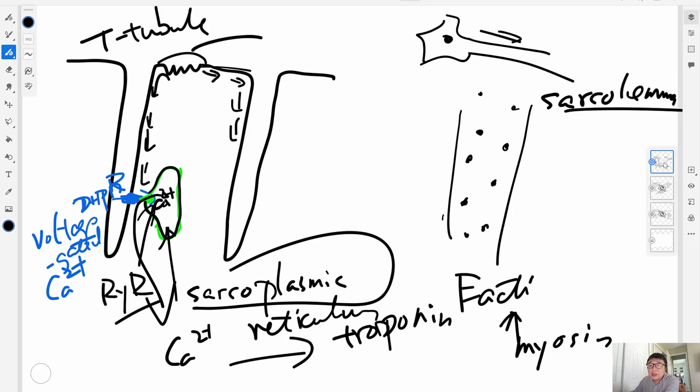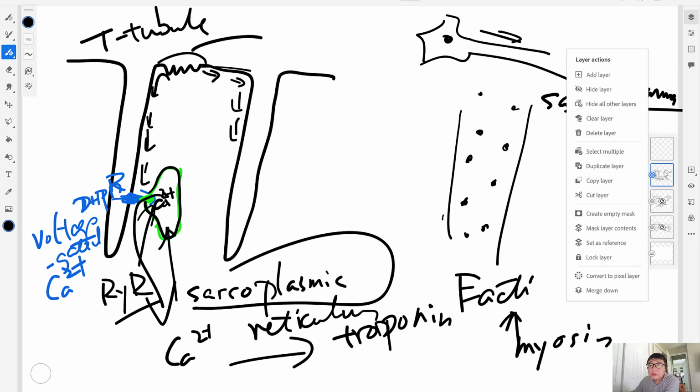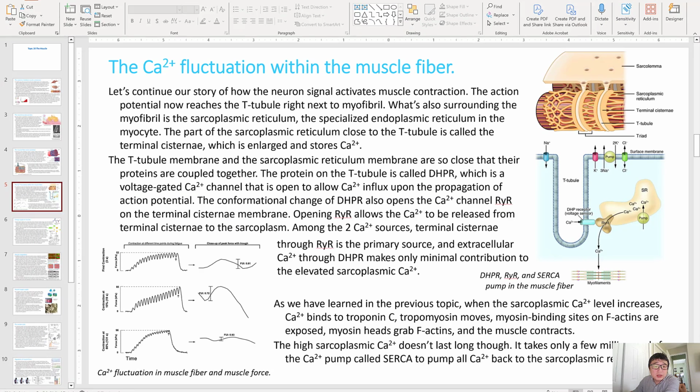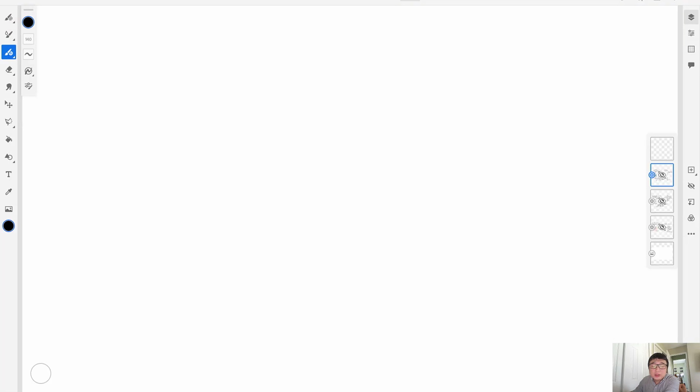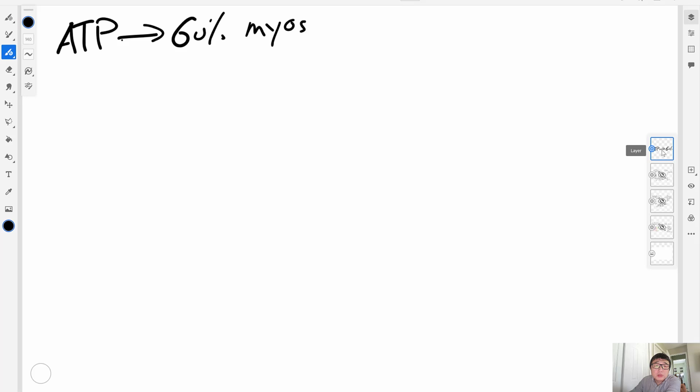Next, I believe in my slides is energy supply. This step uses energy, and all the energy we have is from ATP. So for muscle contraction, the direct energy comes from ATP. What is ATP going to do? 60% of ATP goes to myosin contraction. Myosin drags the F-actin inward, and when they return to the poised status, they need ATP to go back.